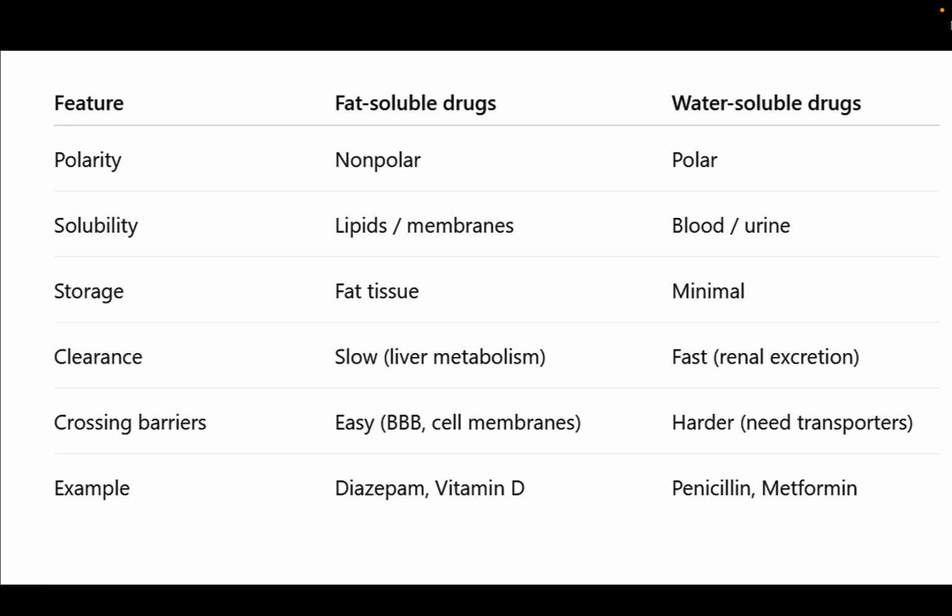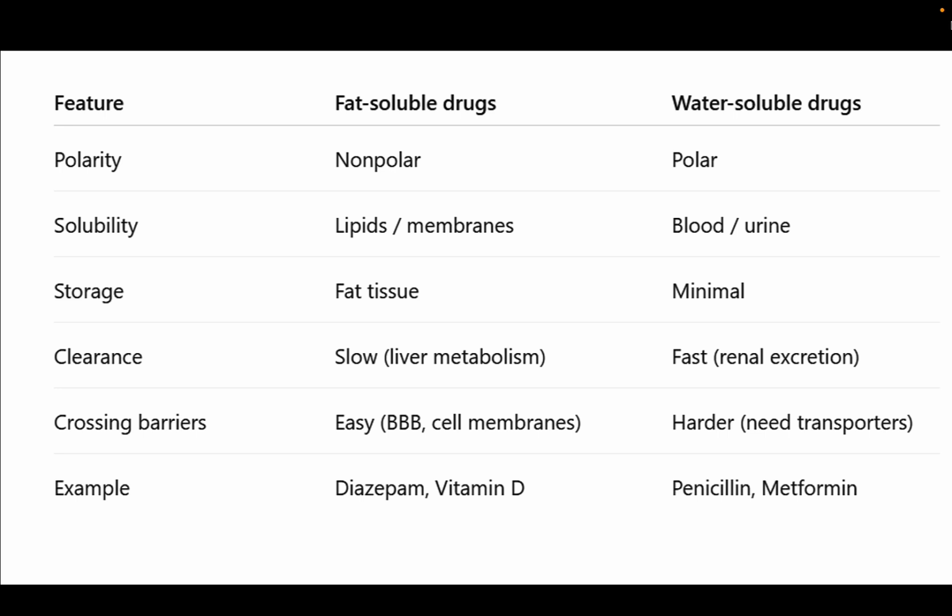For barriers, this is another really important thing, because fat-soluble drugs could clear barriers pretty easily. The ability to clear barriers is going to be pretty dependent on the size of the molecule, but the fact that it's not inherently water soluble, preventing interaction with the lipid bilayers, is going to make it have potential to cross barriers like the BBB, the blood-brain barrier, or cell membranes.